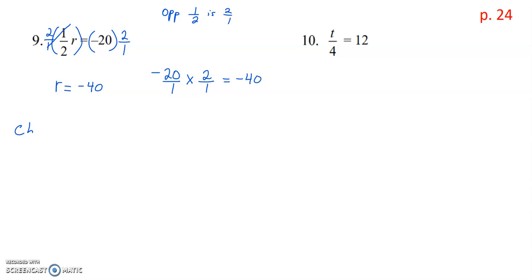And when we do a check, we're going to take half of negative 40 is equal to negative 20. And we can see here that we're going to cross reduce, divide by 2, and we do have negative 20 equaling negative 20.